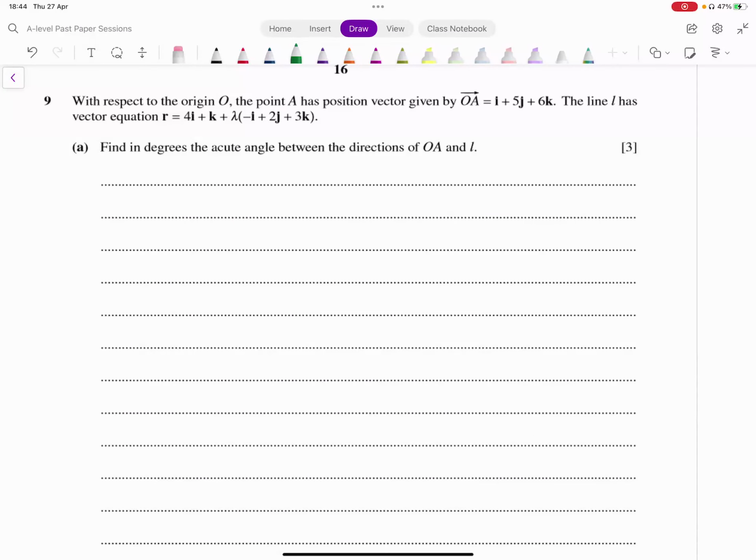Now the next question. The point A has position vector given by OA, which is I plus 5j plus 6k. This is a vector OA. Then we have a line L that has vector equation R equals 4i plus k plus lambda into this. Find in degrees the acute angle between the directions of OA and L.